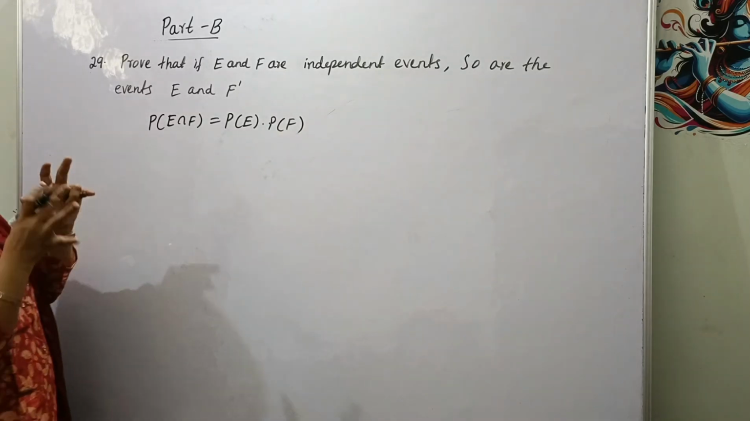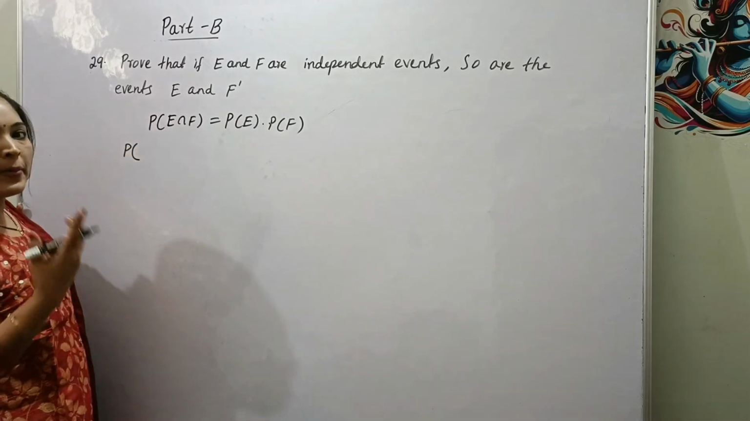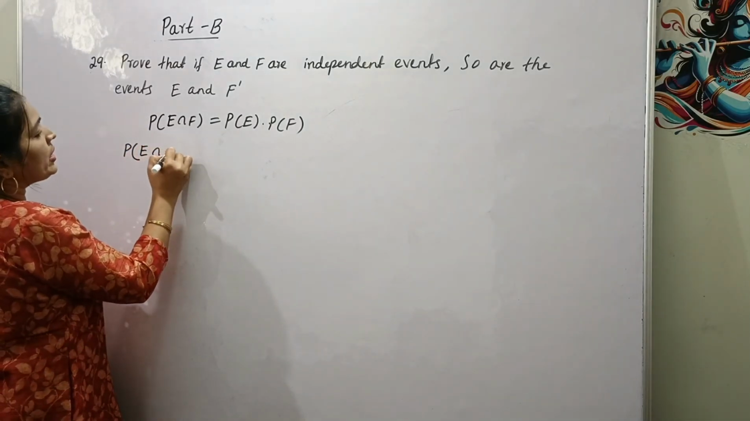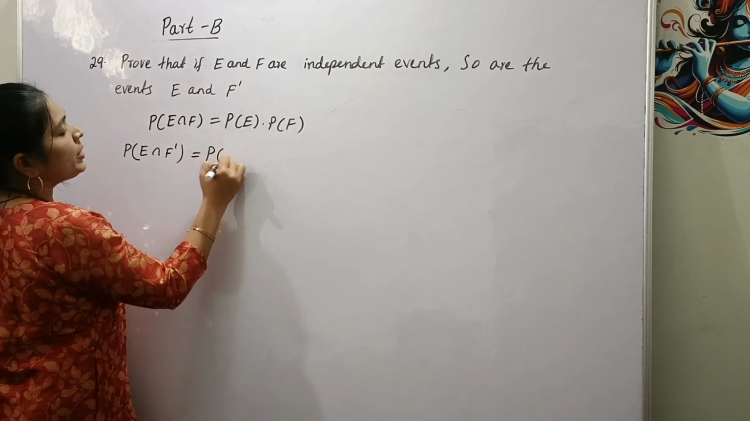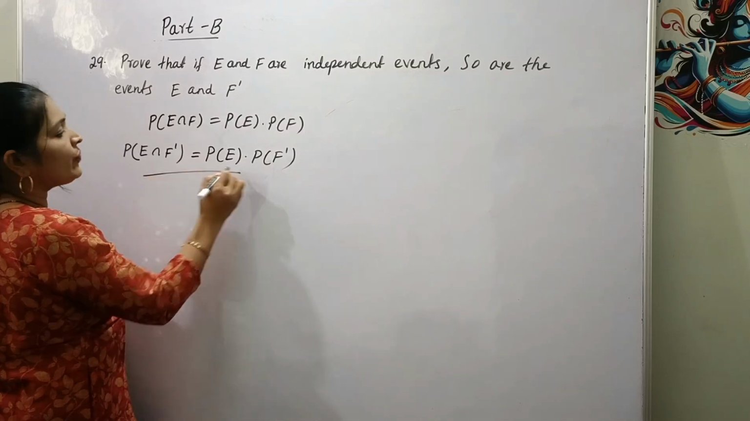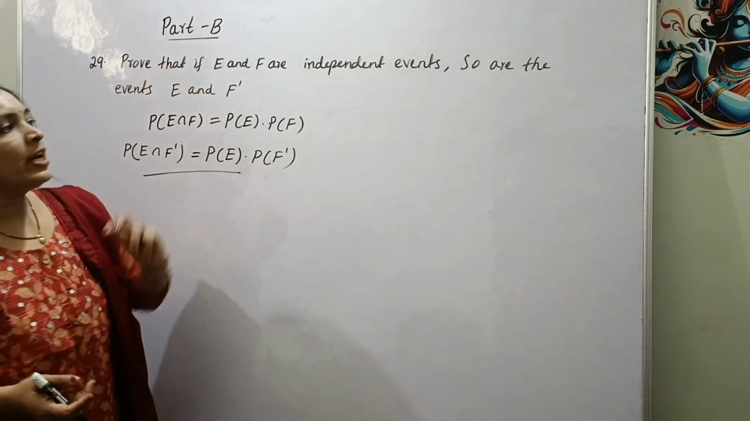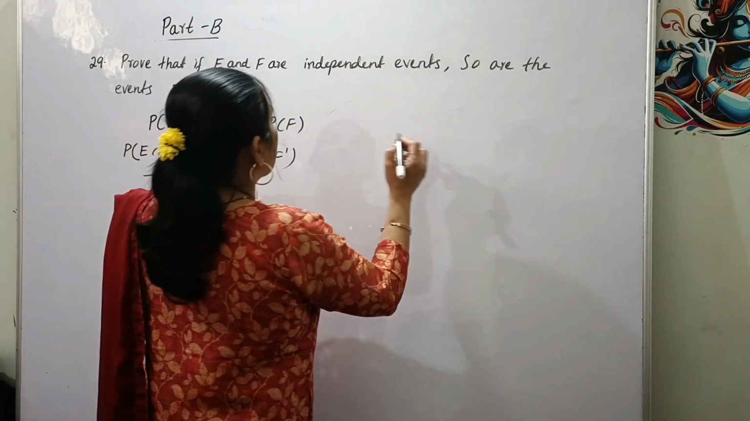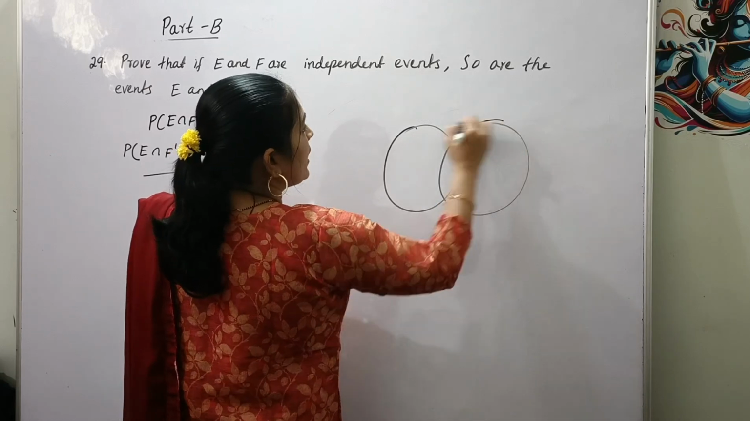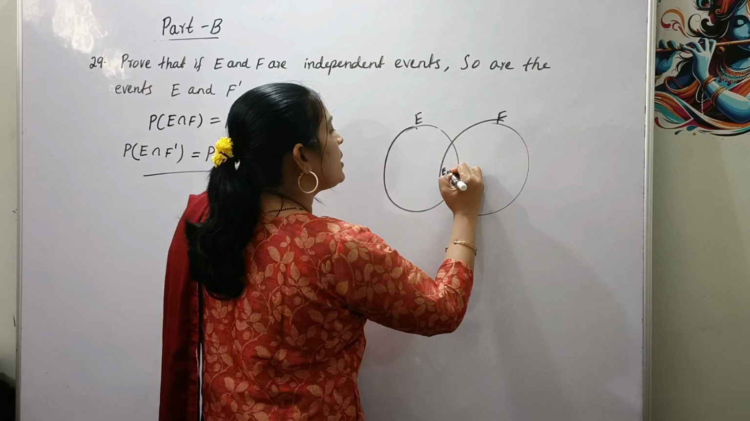Now here we have to prove that E and F complement are independent events, which means probability of E intersection F complement is equal to probability of E into probability of F complement. So this one we have to prove. Here E and F are independent events. Now we can write it as, suppose this is the event E and this is F. So it is nothing but E intersection F.